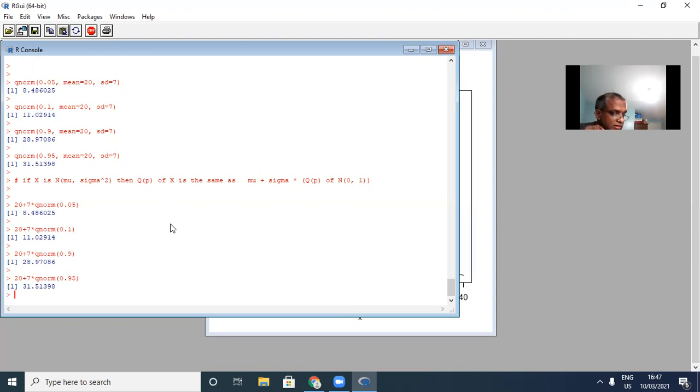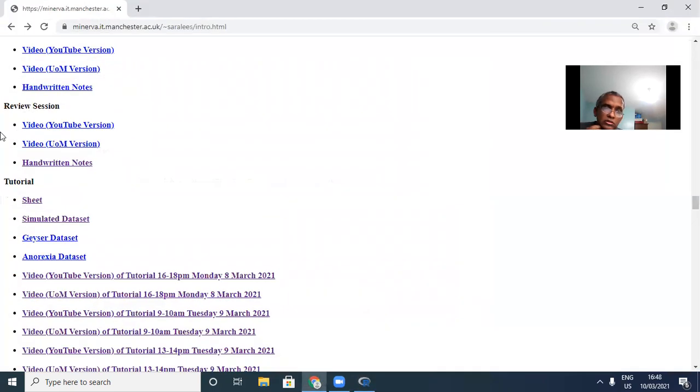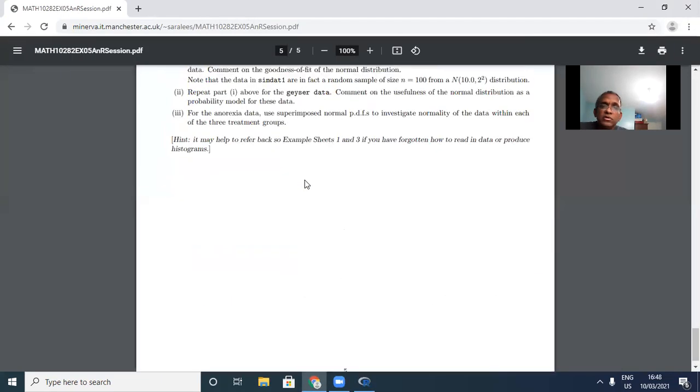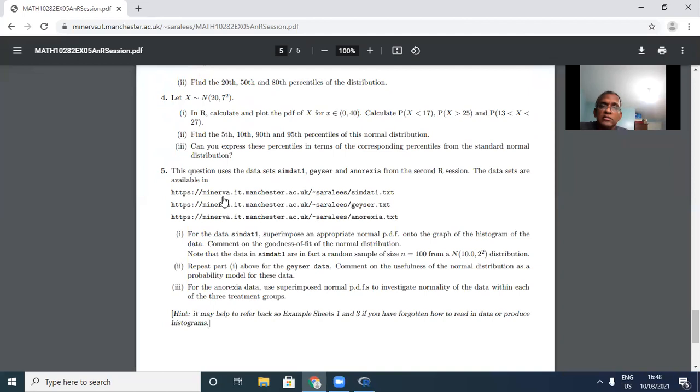All right, so there's one more exercise to do. I don't know if I have the time for that, but let me go to the tutorial sheet. So I've done the first 4 exercises, and exercise number 5 is this one. Basically it's asking you to do a histogram of each of these data sets, and on top of the histogram, plot the PDF of the normal.